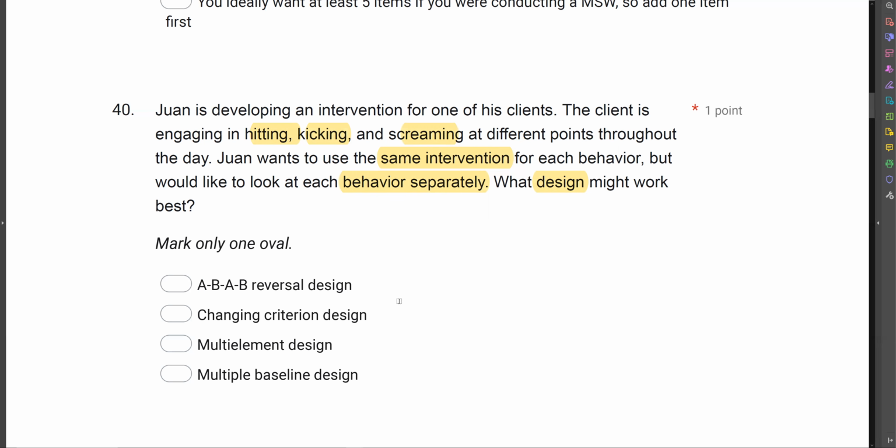What about B, a changing criterion design? Well, we're not really sure what the goal is here, right?